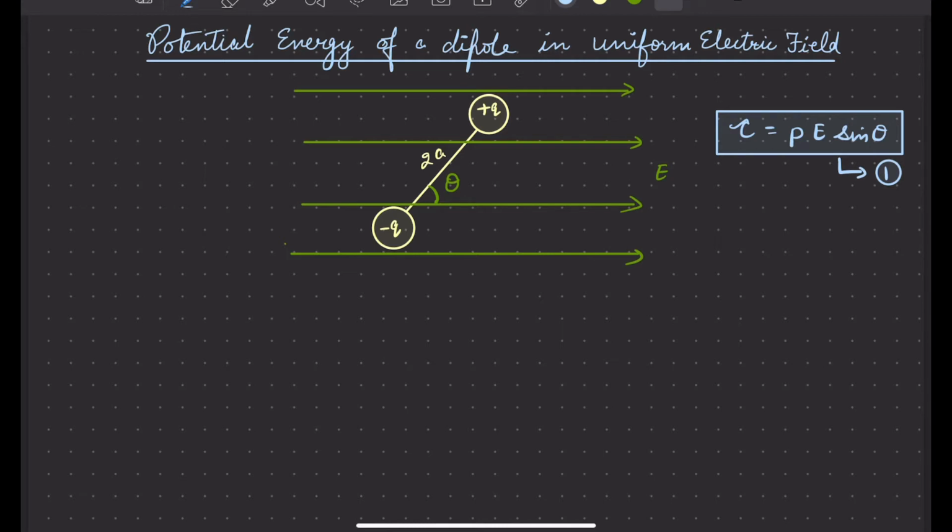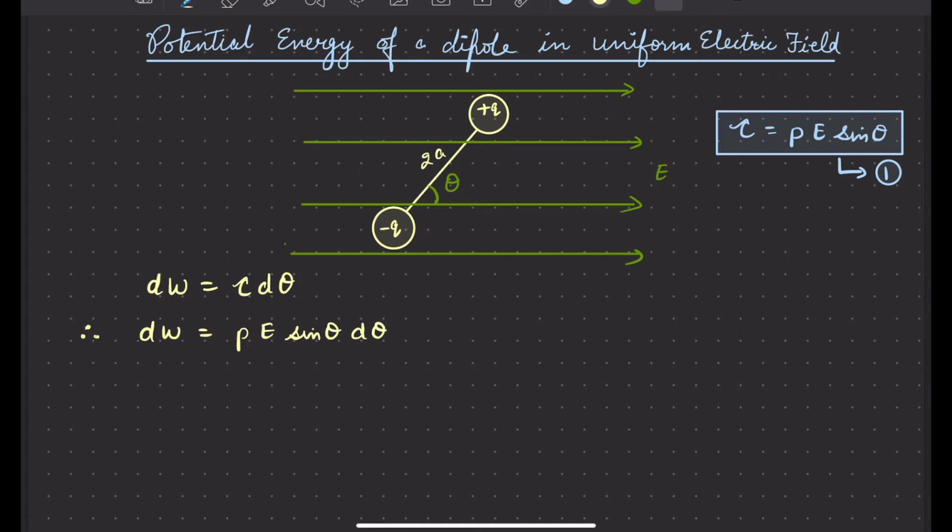We already learnt in class 11th that the work done by a rotational force is given by dW equals tau d theta. This is the small amount of work done in rotating the dipole through a very small angle d theta, but I am interested in finding the total work done, because the total work done is going to be stored in the form of potential energy. In order to do that, I just need to put the value of torque in this equation. Therefore, the small amount of work done dW is equal to PE sine theta d theta.